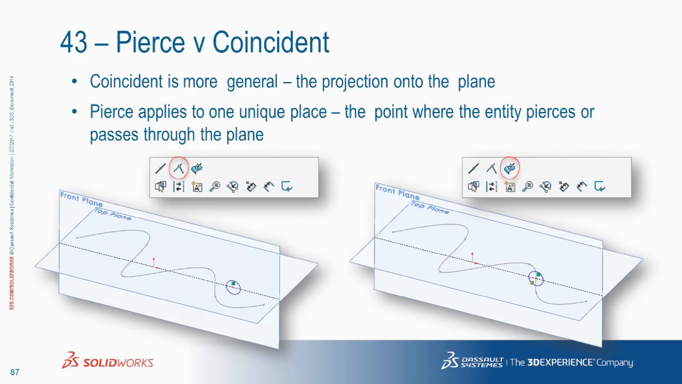Pierce versus coincident. There are 2 different relationships that you can add. So what is the difference? Well, coincident is like a more generalized pierce to me. That's the way I look at it. Where pierce is coincident at one particular point, and it is that one point where the entity crosses its plane.